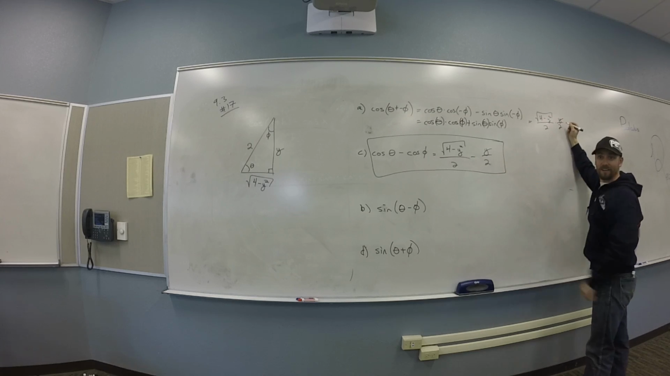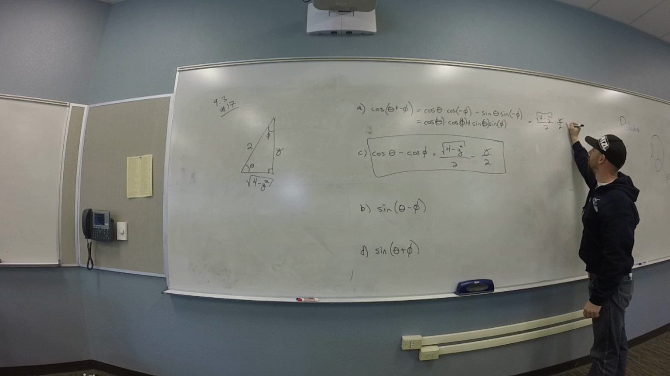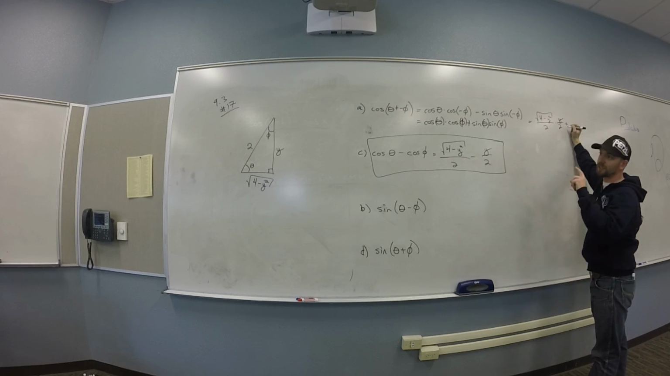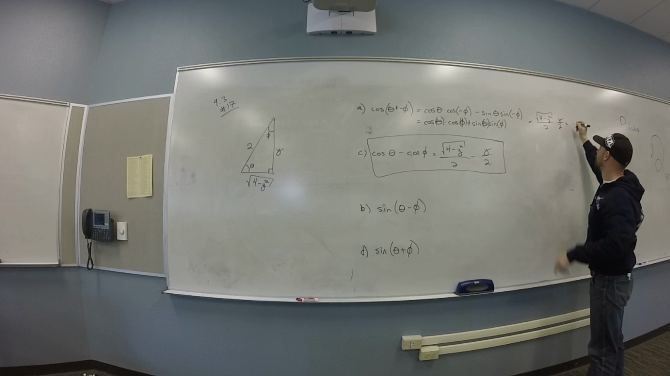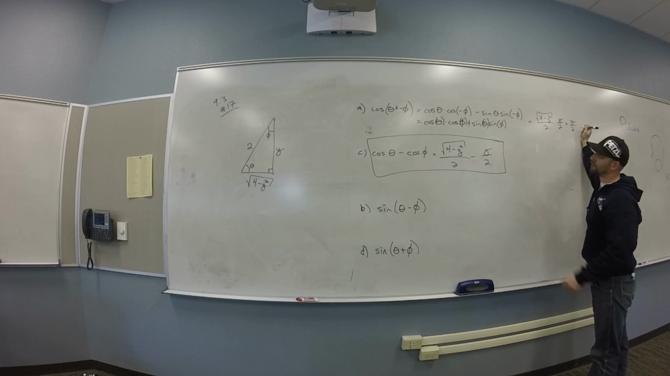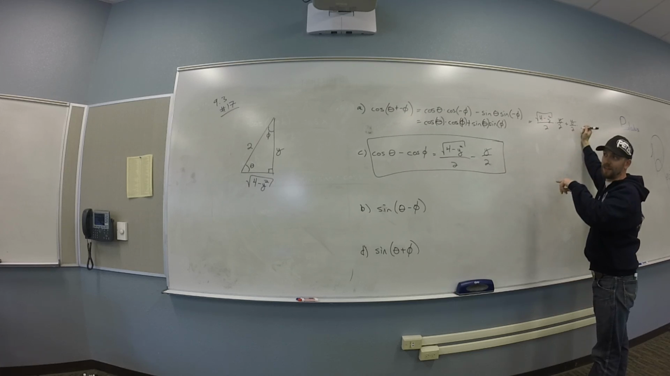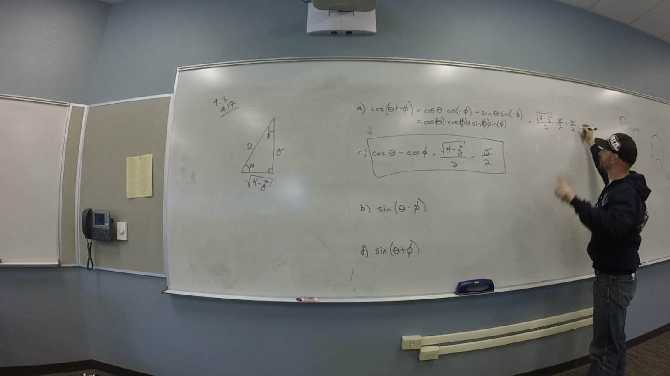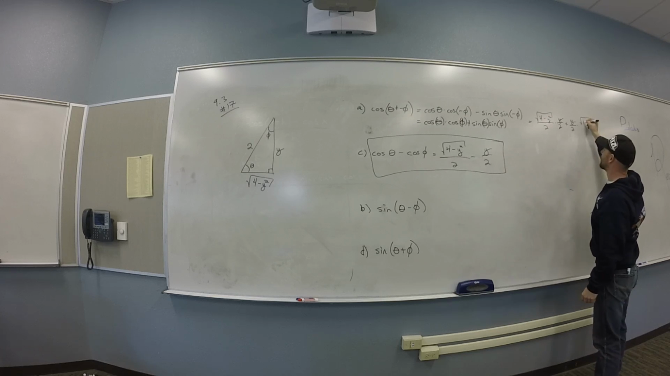And then I need a plus, and the sine of theta is the opposite from theta, a y, over the hypotenuse, which is 2. And then I need times the sine of phi, which also seems really familiar, right?